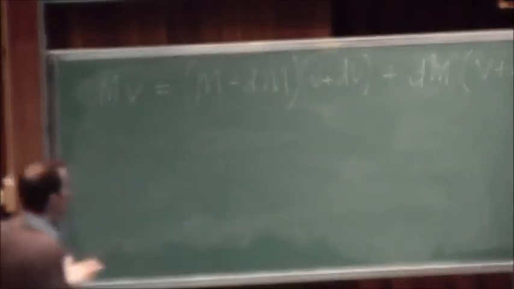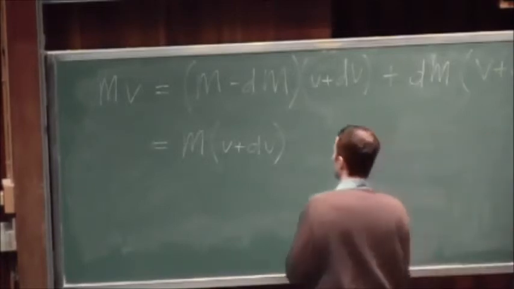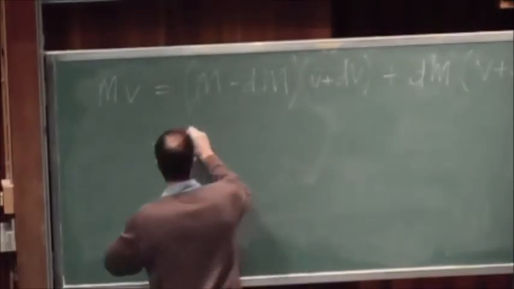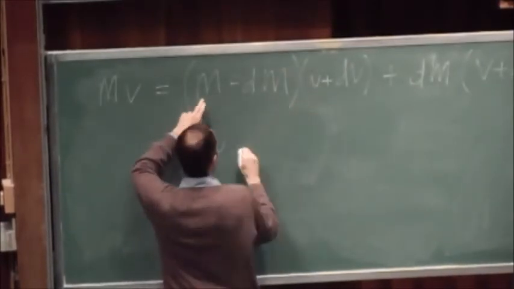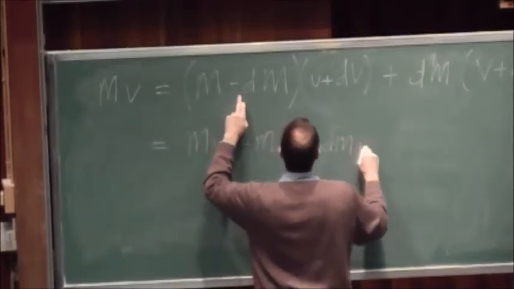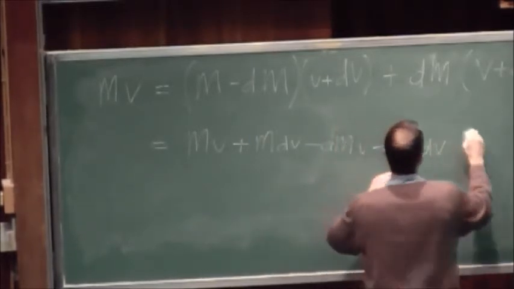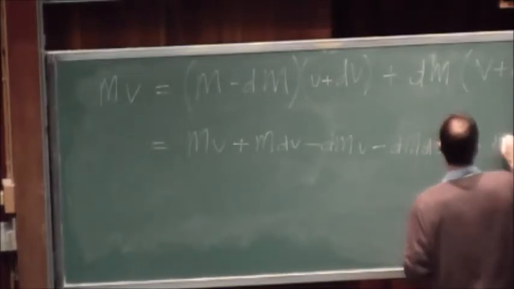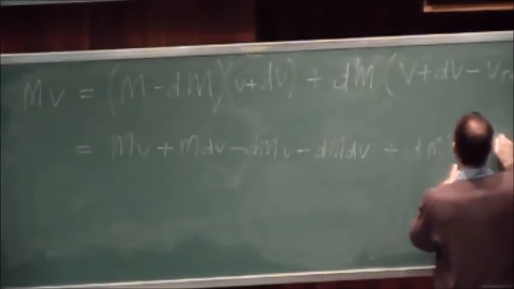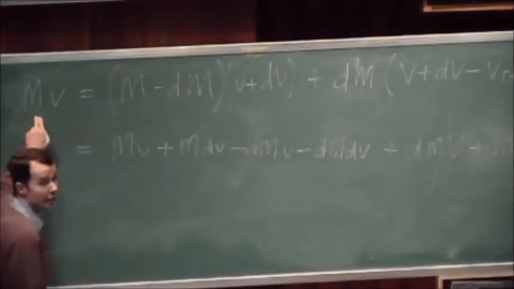Okay, so if we start adding and multiplying things out, we have mv, and then plus m dv, minus dm v, minus dm dv, and then plus dm v, plus dm dv, minus dm v relative.